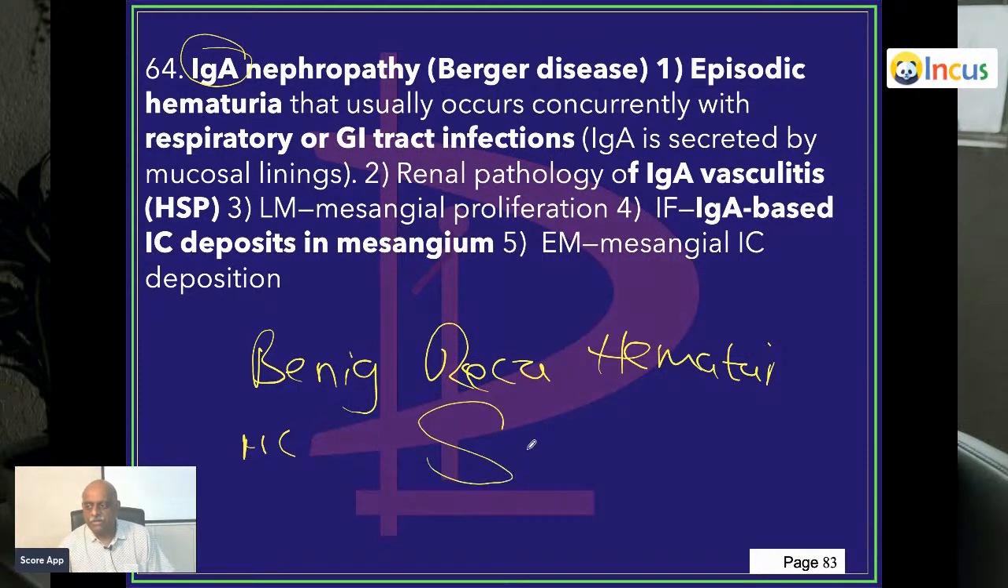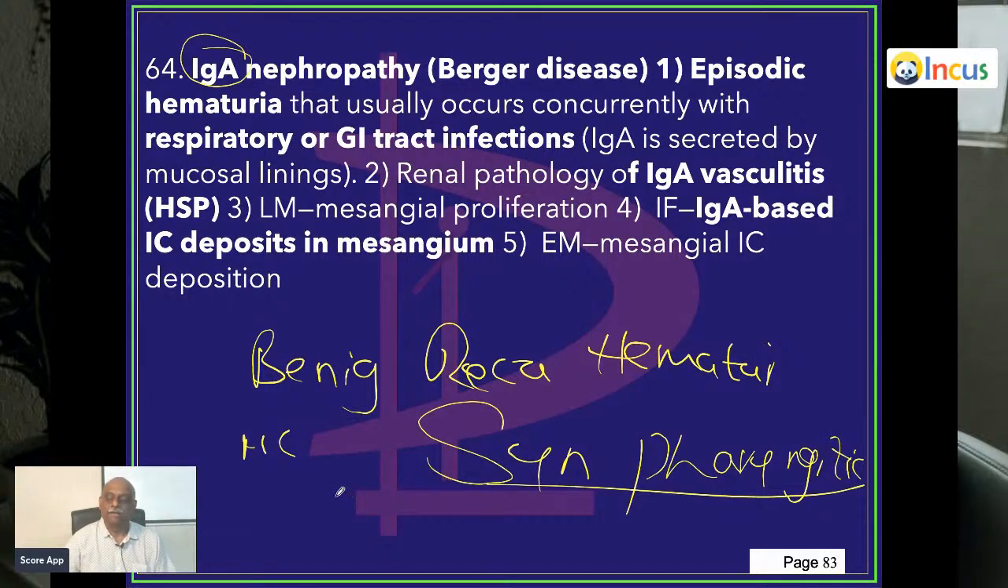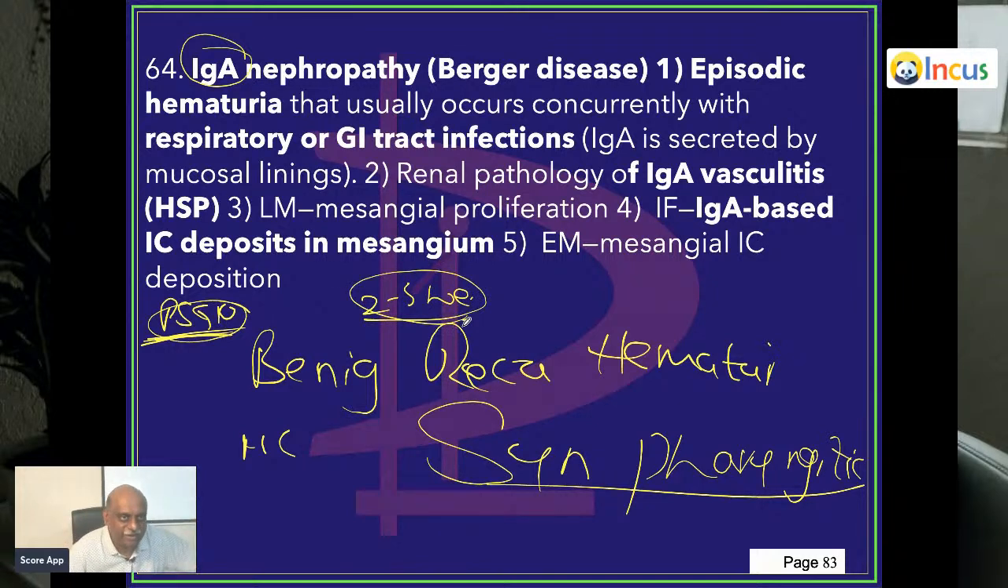This is also called synpharyngitic hematuria. Why? If you look at the post-streptococcal glomerulonephritis, there also first sore throat and then glomerulonephritis. But 2 to 3 weeks time is there between sore throat and glomerulonephritis in PSGN. But here, the sore throat comes the day before yesterday, hematuria today, and tomorrow it is normal again. Hence, this is called synpharyngitic hematuria is what you need to remember.